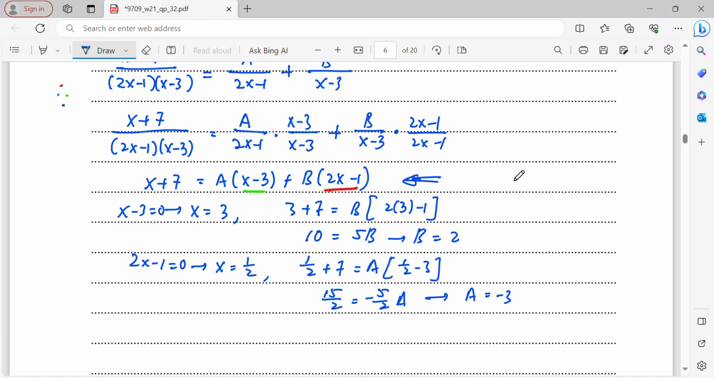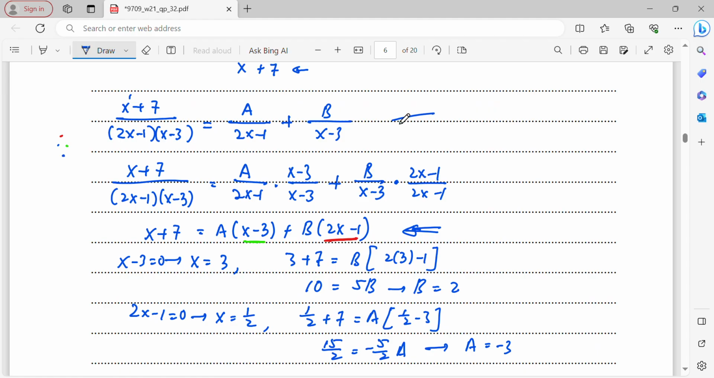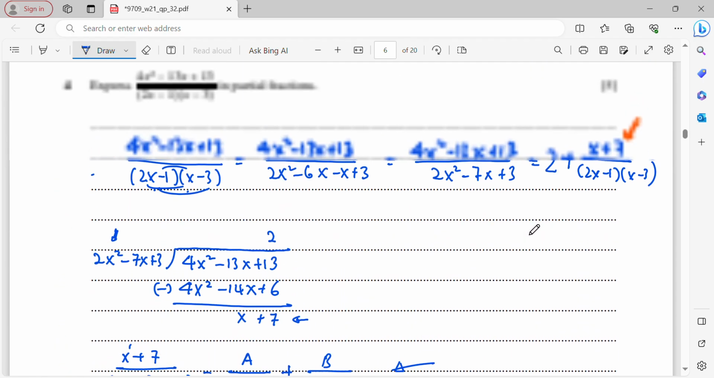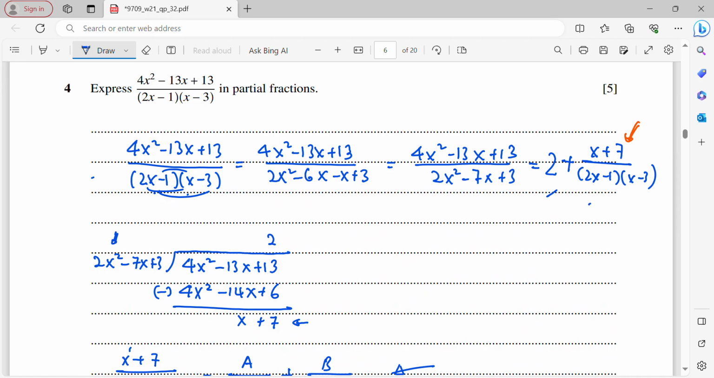So I will rewrite the a and b in these partial fractions. So x plus 7 over 2x minus 1 times x minus 3 is going to be negative 3 over 2x minus 1 because of the a here, plus b over x minus 3 from here. Okay, so 2 over x minus 3. But this is not the final answer. Our final answer is together with the 2.